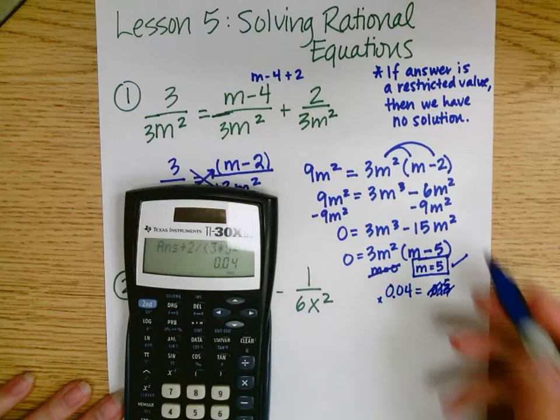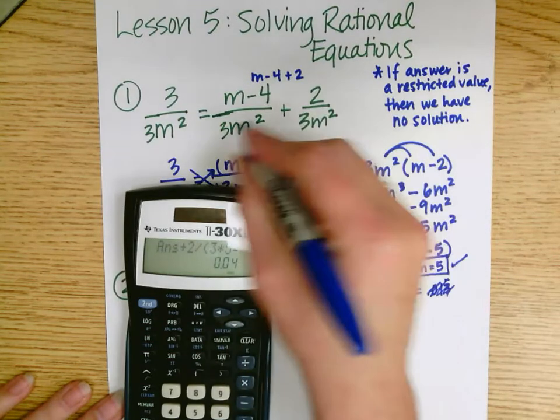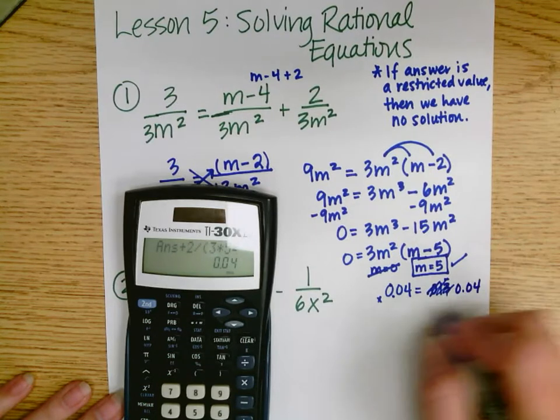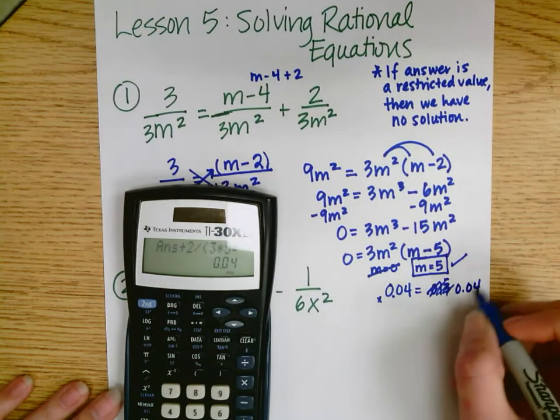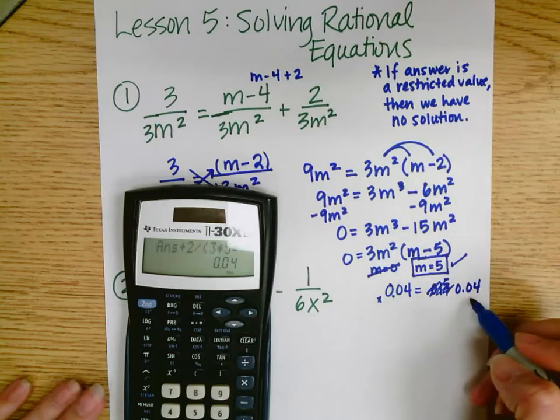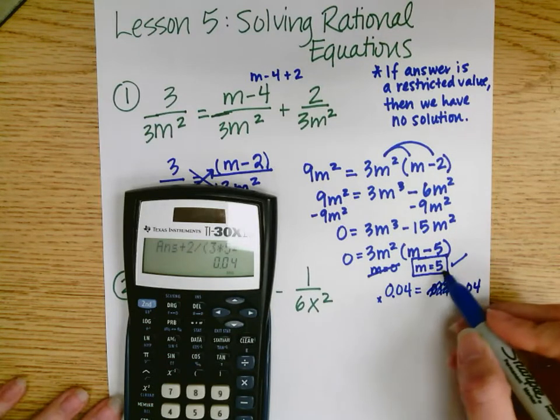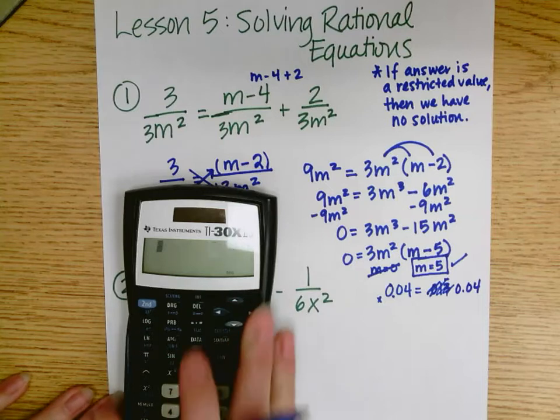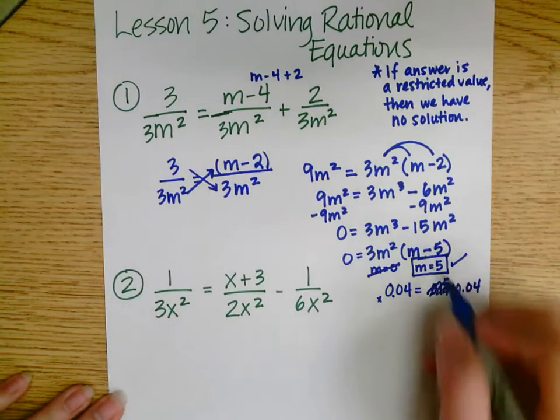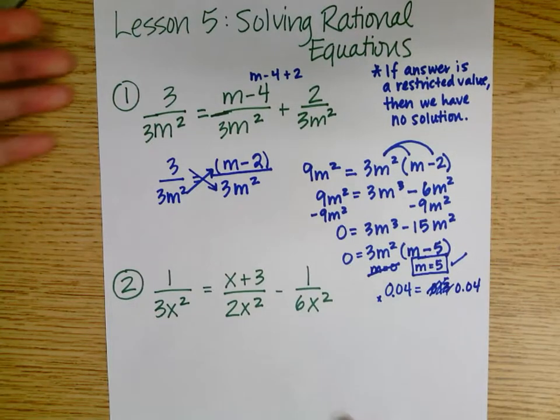And when I put these two together with 5 in the answer, I get 0.04, which those do in fact equal each other, so this is an answer. If I got something and it equals some other number, we would throw this out and it would be no solution. So you can check these just like any other equation. So m equals 5 is our solution to problem number 1.